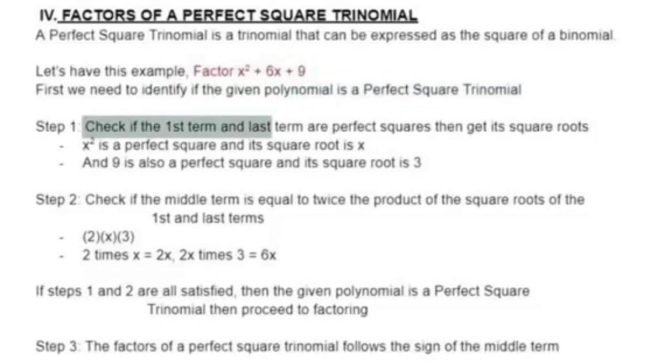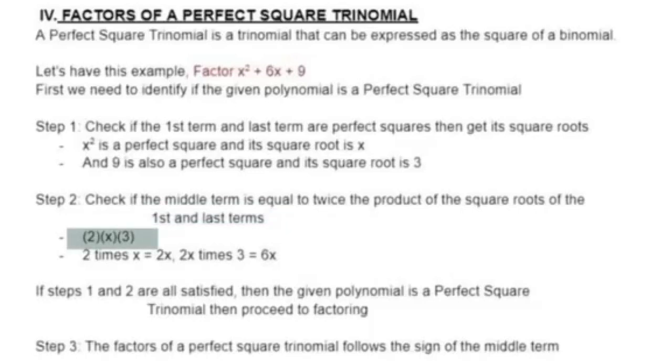Step 1 is to check if the first and last terms are perfect squares, then get their square roots. x squared is a perfect square and its square root is x. And 9 is also a perfect square and its square root is 3. Step 2 is to check if the middle term is equal to twice the product of the square roots of the first and last terms.